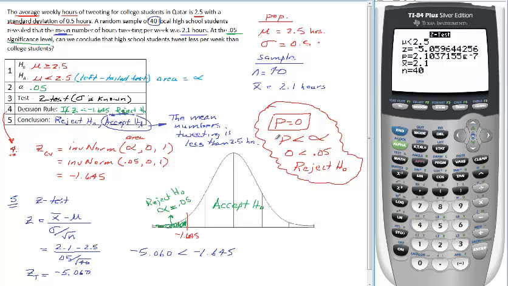So that's an example of a one sample z-test. The next video we'll look at a one sample t-test as well.